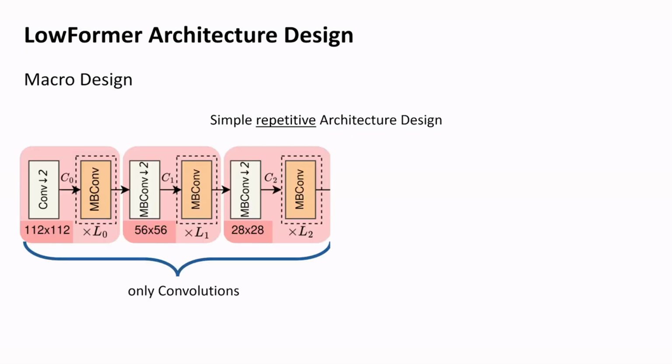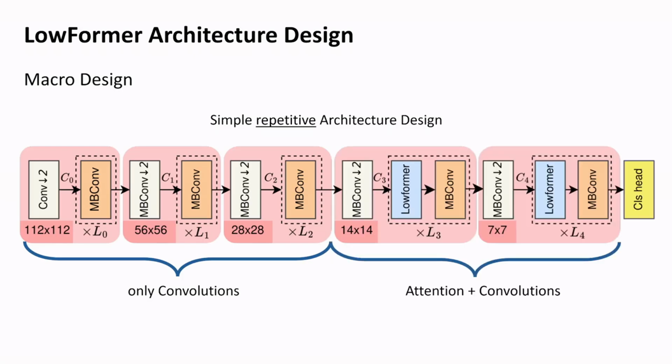In the first 3 stages, we rely purely on convolutions. We start with a normal convolution and continue with MBConvs. In the last 2 stages, after the downsampling of the feature maps, follows a LowFormer attention block, which we will discuss later. It is then followed by an MBConv block. The LowFormer attention block and the MBConv block are repeated n times, depending on the version of LowFormer.